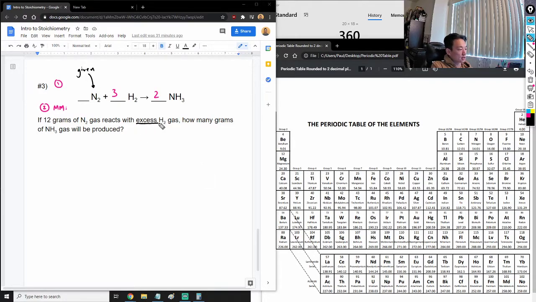React with excess H2. So H2 is in excess, which means we can ignore H2. We're just going to cross it out because we don't even need it anymore. How many grams of NH3 will we produce? It says how many grams of NH3. So we know that NH3 is going to be our end chemical.